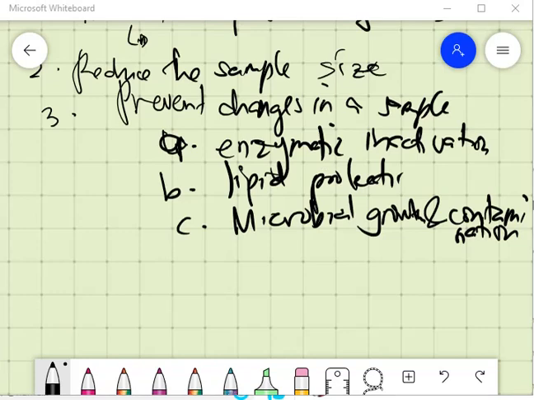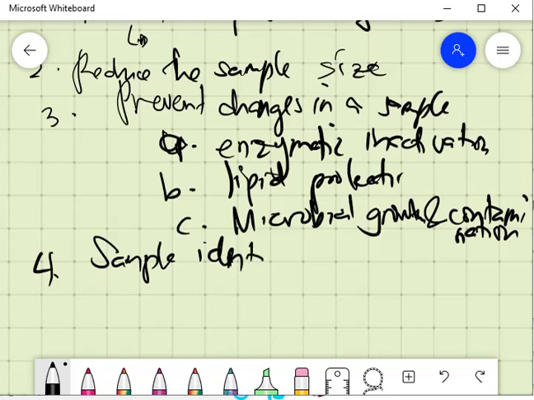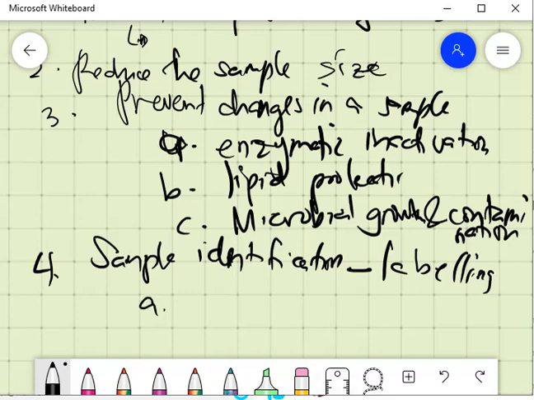Now, next is the sample identification. This is basically labeling, okay? Very important. Do not neglect this, class. This is as important as every other procedure in a sampling plan. So this includes like sample description, okay?